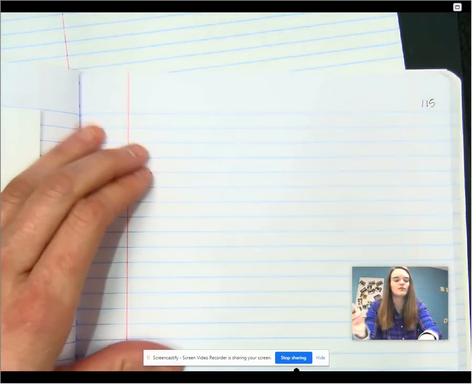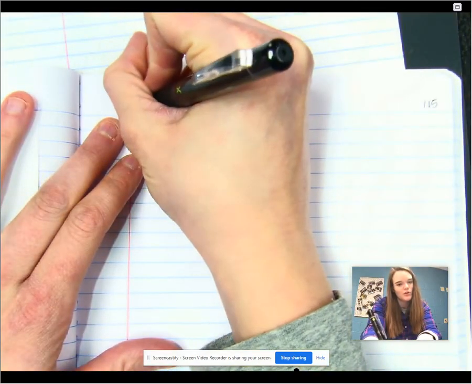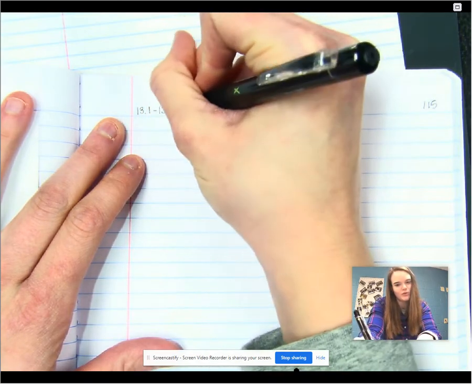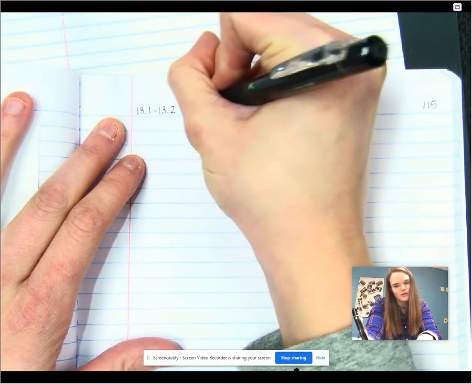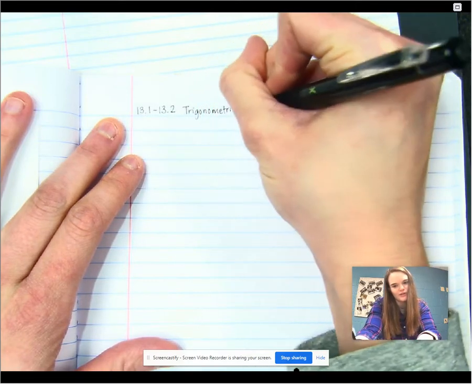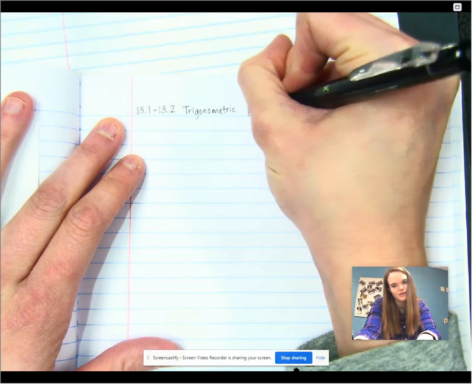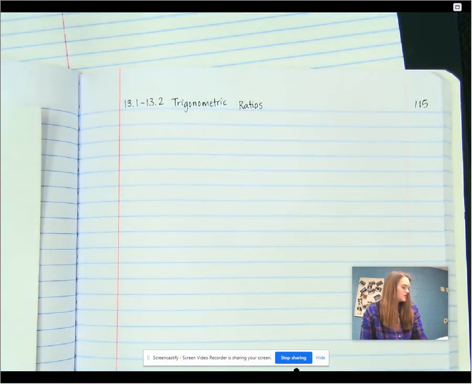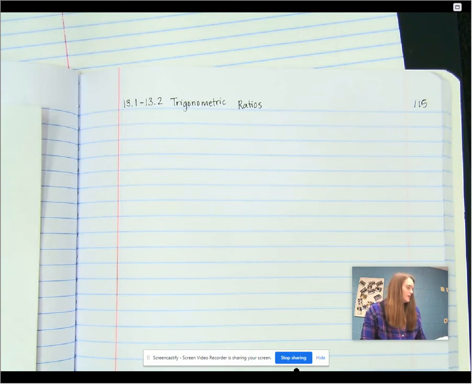All right, the second half of trig ratios, you're going to label page 115, 13.1 to 13.2. After this, you should be able to do the entire practice that you have been given. Okay, so go ahead, we're going to get started on the questions in the foldable that you have been given for today. You will need a calculator because you have to use one in the beginning.